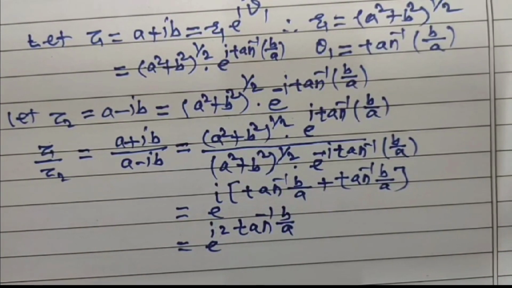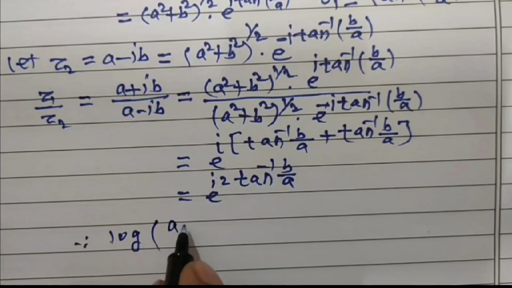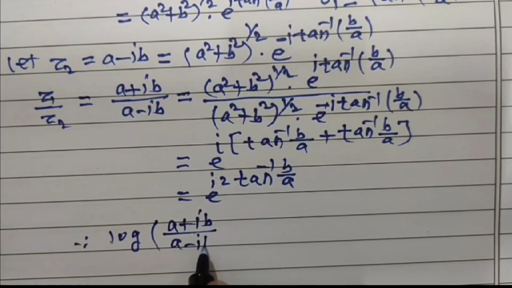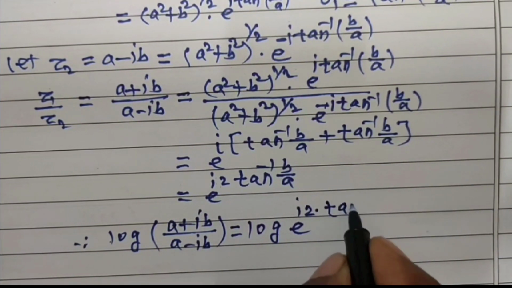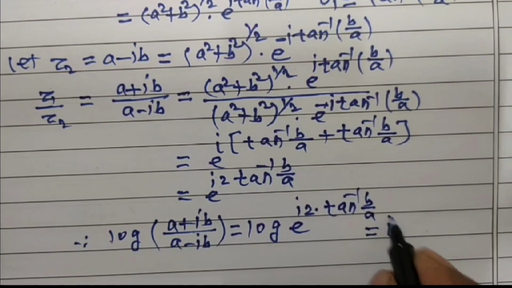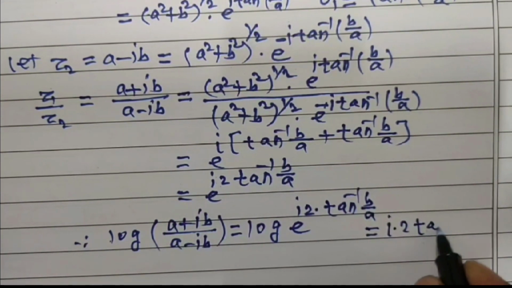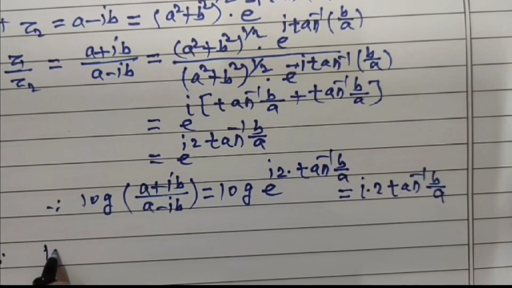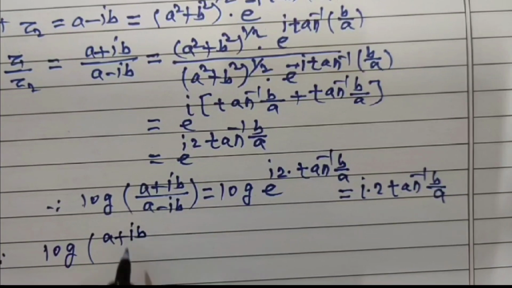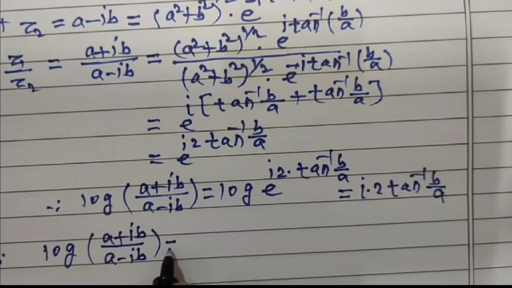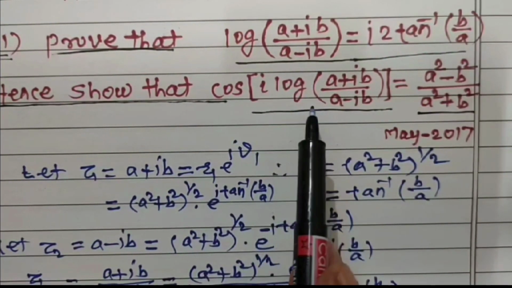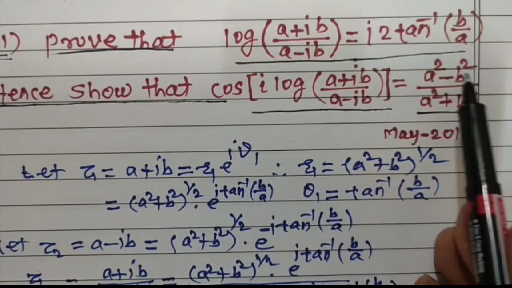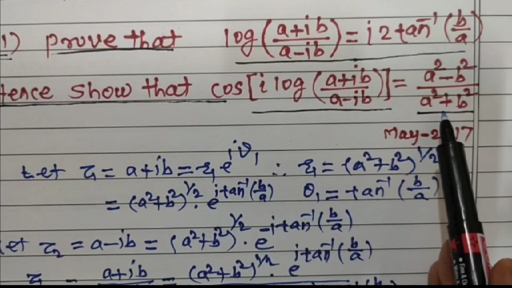Take log on both sides, hence logarithm of a plus ib divided by a minus ib is equal to logarithm of e to the power i 2 times tan inverse b upon a. This is equal to i into 2 times tan inverse b upon a. Hence we can write logarithm of a plus ib divided by a minus ib is equal to i into 2 times tan inverse b upon a. Let us prove this one. Cosine of i into logarithm of a plus ib upon a minus ib is equal to a square minus b square divided by a square plus b square.